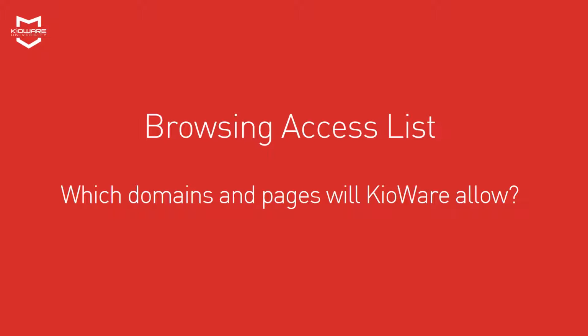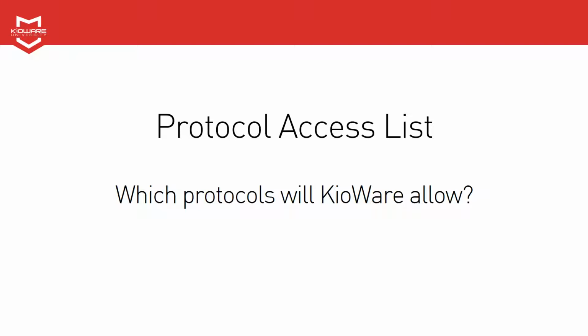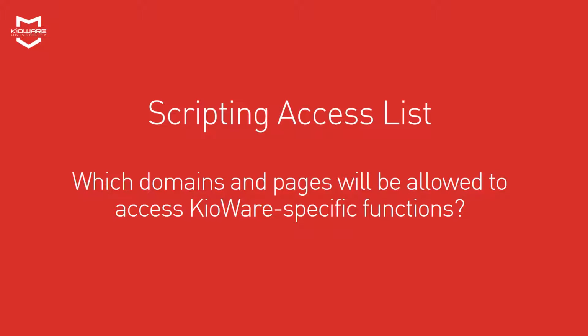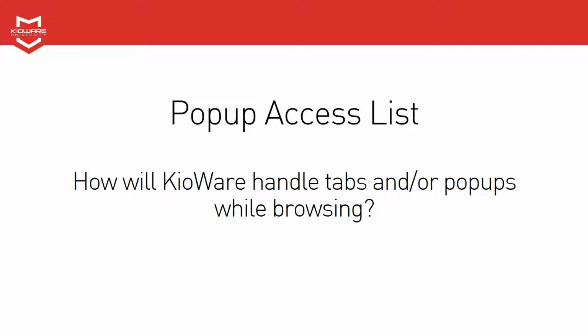A browsing access list states which domains and pages KioWare will allow. A protocol access list answers the question, which protocols will KioWare allow? A scripting access list lets you specify which domains and pages will be allowed to access KioWare-specific functions. A pop-up access list tells KioWare how to handle tabs and/or pop-ups while browsing.